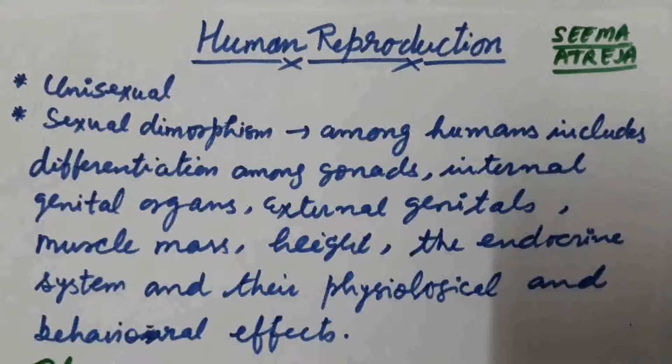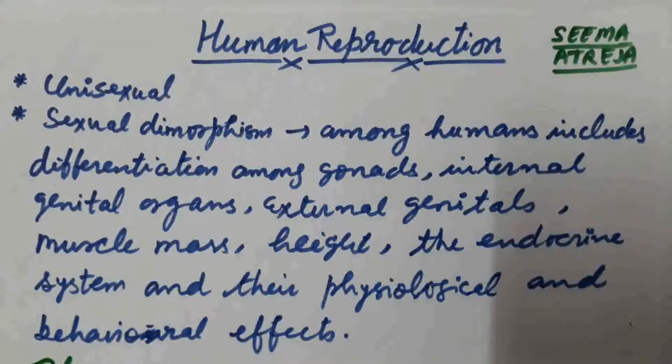They are different in their internal genital organs as well as their external genital organs. Their muscle mass and height is also differentiated. Muscle mass and height is more in case of male in comparison to the female. Their endocrine secretion is also different and their physiological and behavioral actions are also different. So we can easily distinguish male from female. So the human being shows sexual dimorphism.